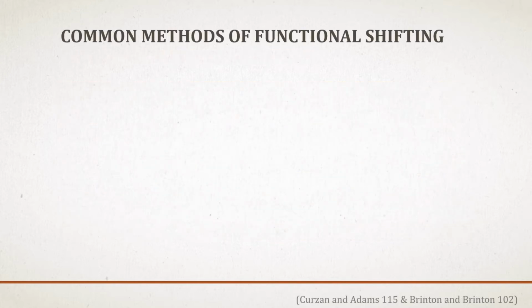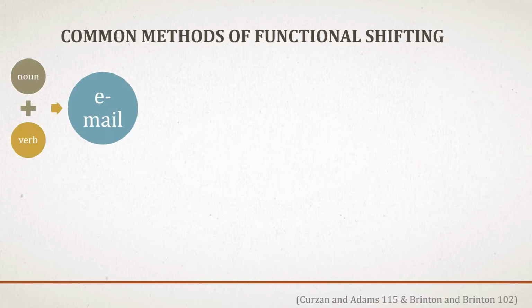So common methods of functional shifting include the noun and a verb. So we're going to take a noun, and we're going to change it to a verb. An example of that is email. We started off with electronic mail, we made it shorter by making it email, and then we made it a verb by saying, I will email that to you.